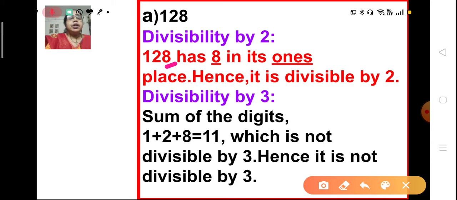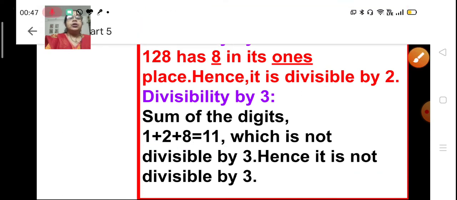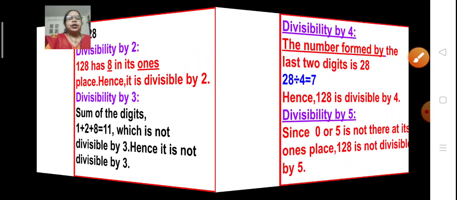Now divisibility by 3, what is the rule? If the sum of the digits of a number is divisible by 3, then the number is also divisible by 3. Let's find the sum of the digits, that is 1 plus 2 plus 8 is equal to 11, and 11 is not divisible by 3. So the number is also not divisible by 3.